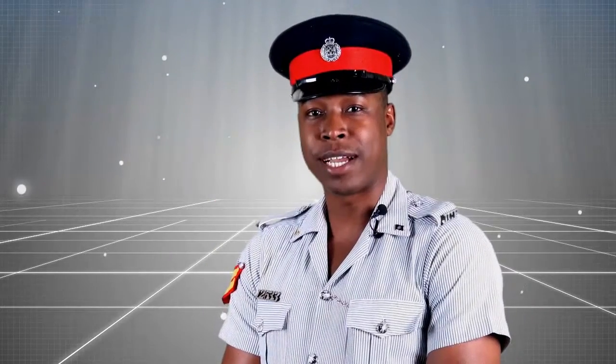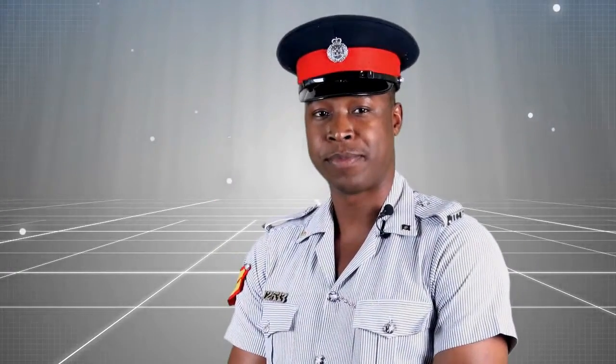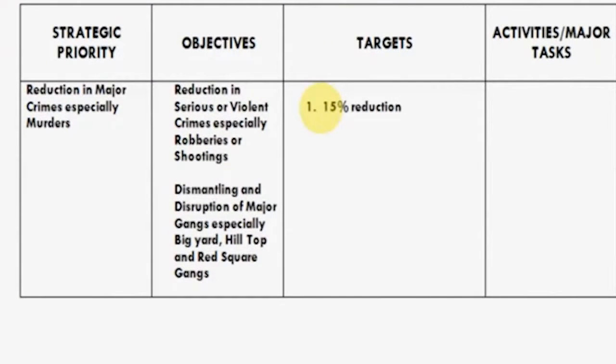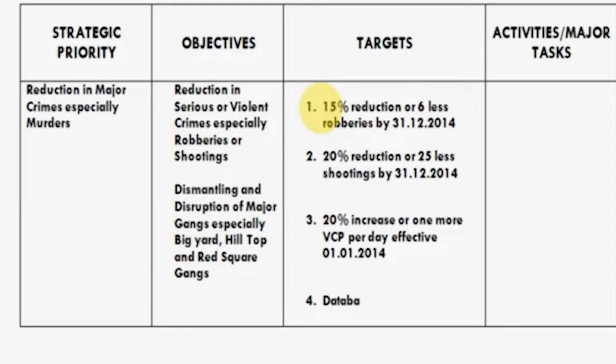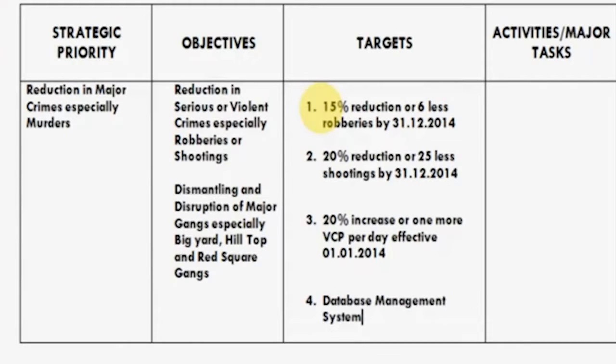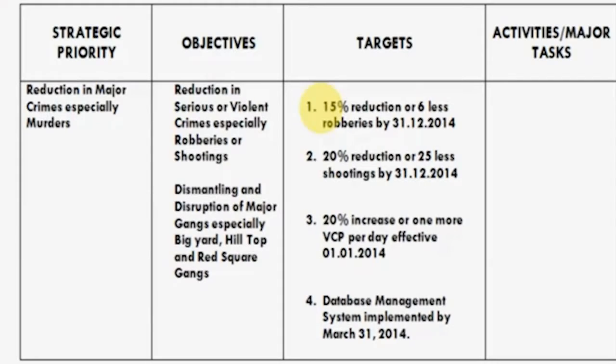A few possible targets could include: 1. 15% reduction or 6 less robberies by December 31st, 2014. 2. 20% reduction or 25 less shootings by the 31st of the 12th, 2014. 3. 20% increase or 1 more VCP per day effective the 1st of January, 2014. And 4. Database management system implemented by the 31st of March 2014.